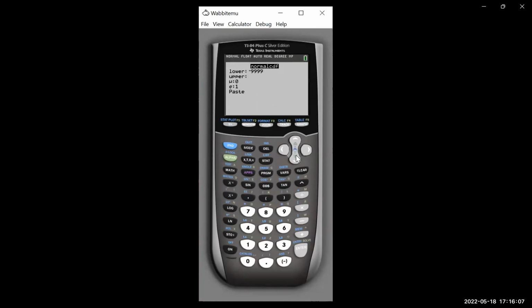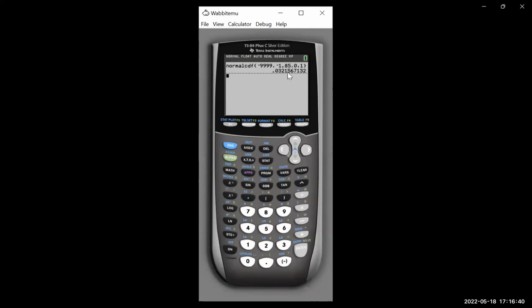That's a really, really big number in the negative direction. And then your upper value is, in this case, if we're doing the same example we just did, negative 1.85. Then your mean is 0, your standard deviation is 1, and then you just paste. And you should get the same answer that the table gave us, approximately 0.0322 if you round. Yeah, 0.0322 is exactly what we got.